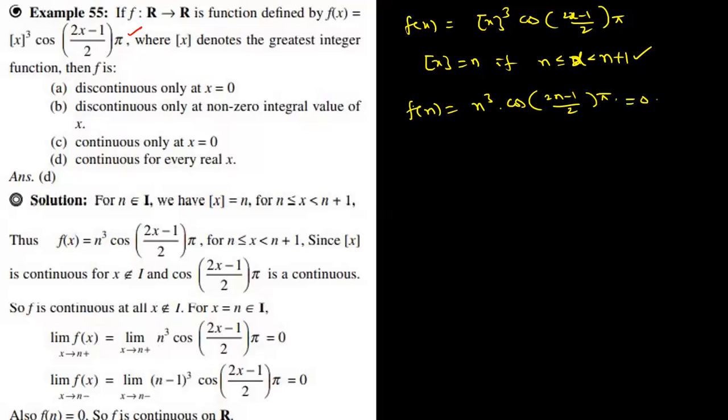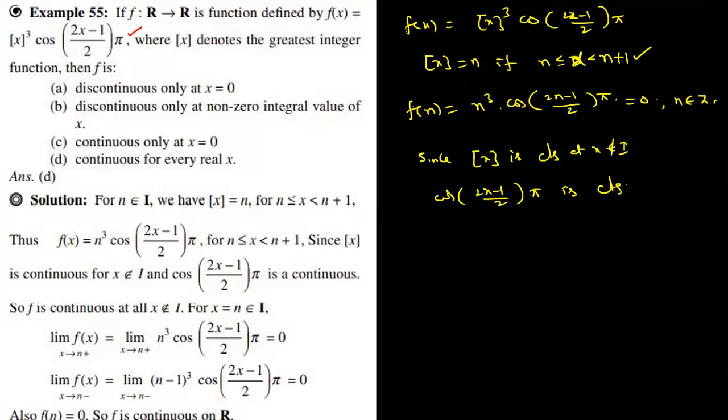Is it clear? Why? Cos of odd multiples of pi by 2, cos pi by 2 is how much? 0. Take n is 1, check it. 0 is coming. n belongs to integers. Okay. Now, since the integral part of x is discontinuous where x belongs to integers, and cos of 2x minus 1 by 2 into pi is continuous always. There is no gap.